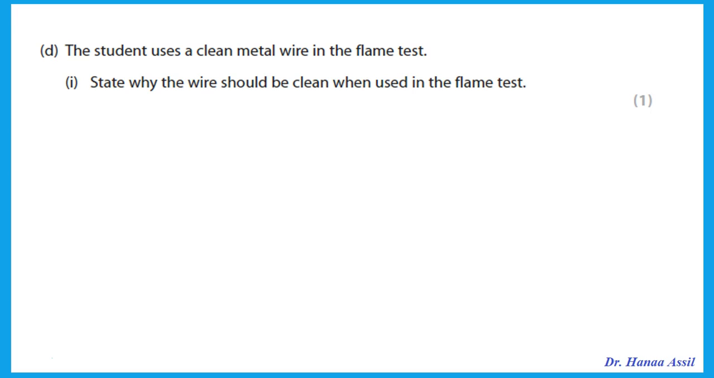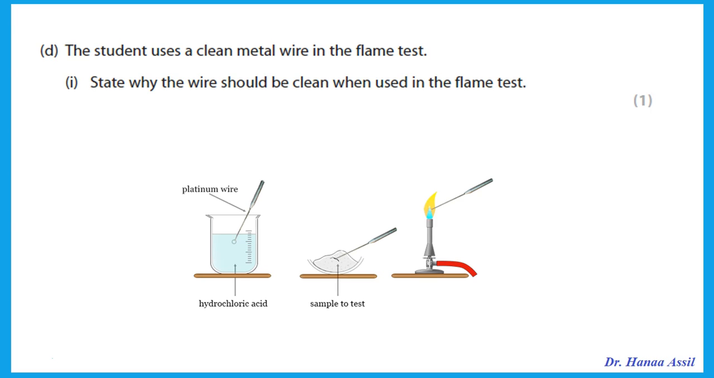The student uses a clean metal wire in the flame test. State why the wire should be clean when used in the flame test. Remember, if we say, how do we perform a flame test? The first thing we should do is clean the platinum wire in concentrated hydrochloric acid, and then dip the wire in the salt, and then dip that into the hot or non-luminous flame of the Bunsen burner.